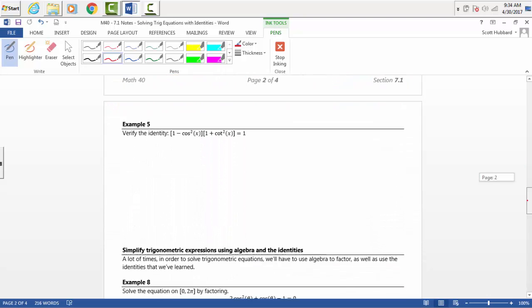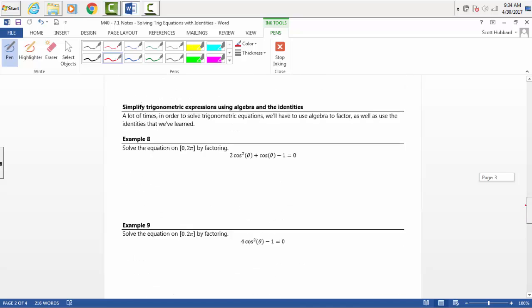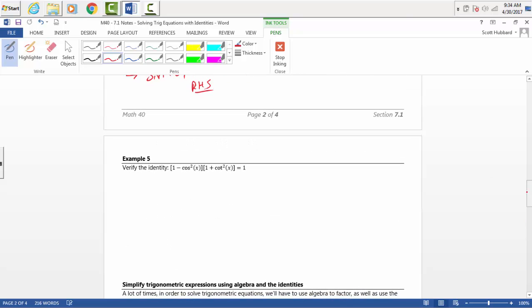Alright, and the last identity I should say we want to do is again more of a foiling. So let's go ahead and try this one real quick. We're going to go ahead and FOIL this times this, etc. So work on the left hand side.